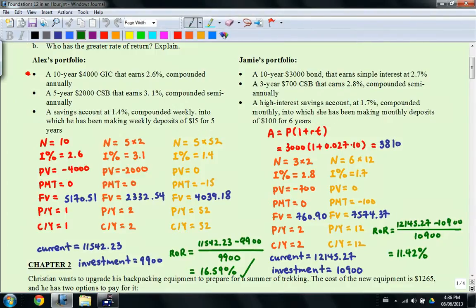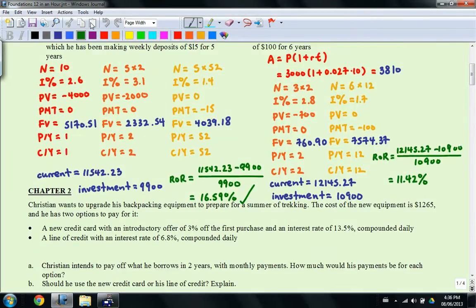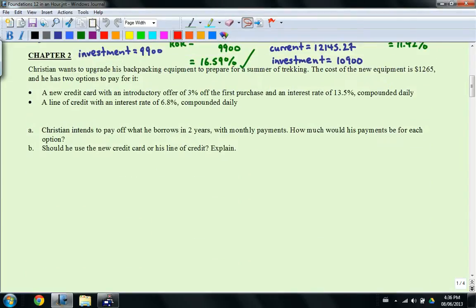So let's move on to chapter 2. It's about Christian, who wants to upgrade his backpacking equipment for the cost of $1265. Here are a couple of options. He intends to pay off what he borrows in 2 years, so we can figure out what his monthly payments are and whether he should use the credit card or his line of credit. Once again, we're going to need the TVM solver. I'm just going to copy this TVM solver grid, which will make our lives a little bit easier. Okay. Here we are.